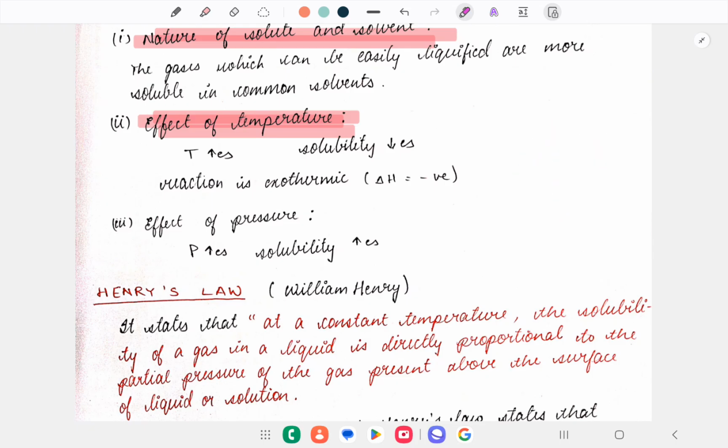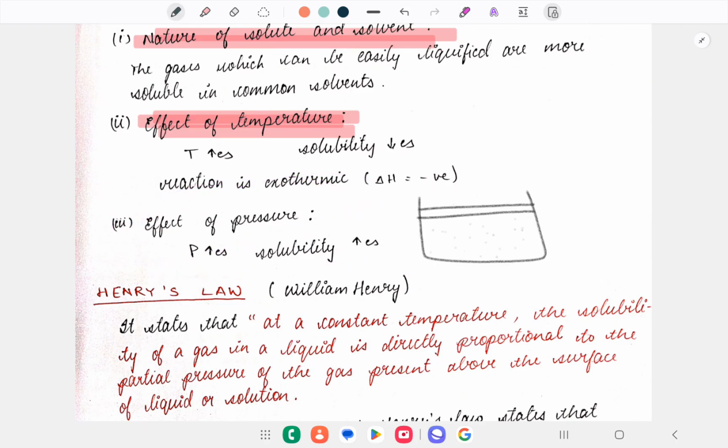And therefore, according to Le Chatelier's principle, in the above equilibrium, the increase of temperature would push the equilibrium towards the backward direction, that is towards the endothermic side, and this results in a reduction in solubility. And next is the effect of pressure. If pressure is increased, solubility will also increase.